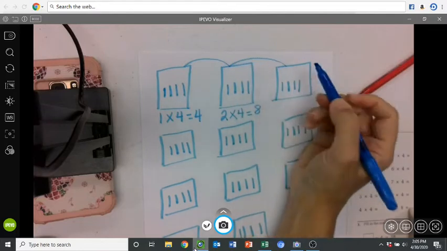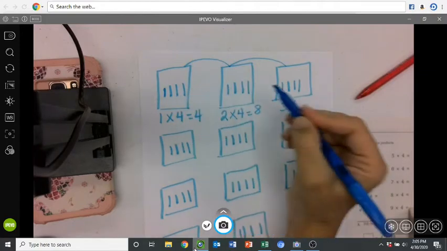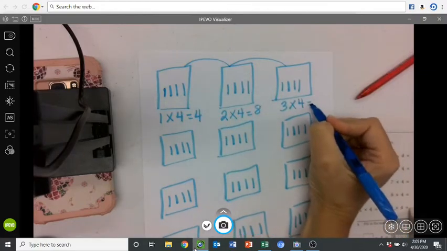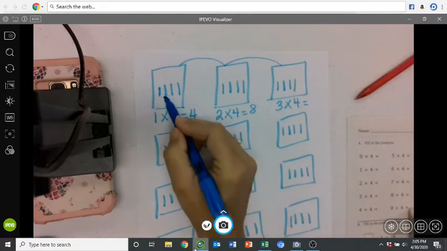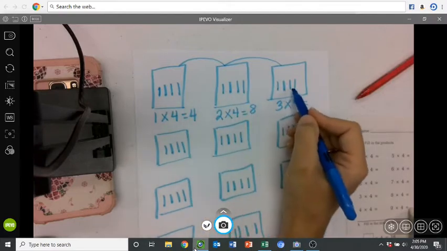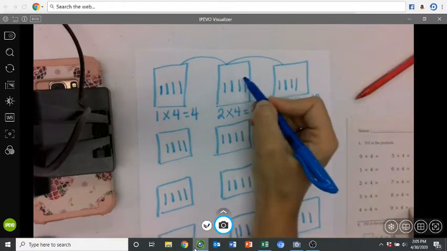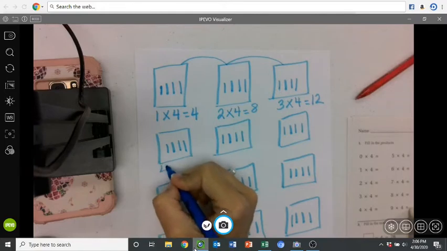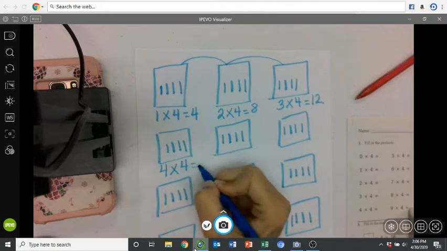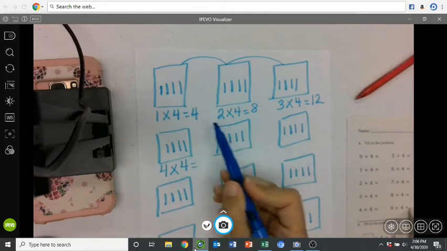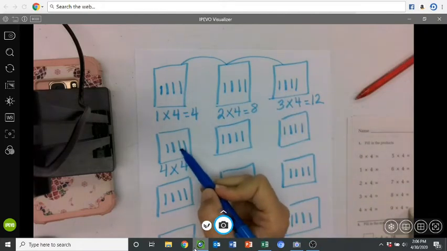Now I want to use 3 of my groups. I have 3 groups times, how many do they each have? 4 equals how many total? 1, 2, 3, 4, 5, 6, 7, 8, 9, 10, 11, 12. All right, now let's use 1, 2, 3, 4 groups. 4 groups times they each have 4 equals how many altogether? 1, 2, 3, 4, 5, 6, 7, 8, 9, 10, 11, 12, 13, 14, 15, 16.